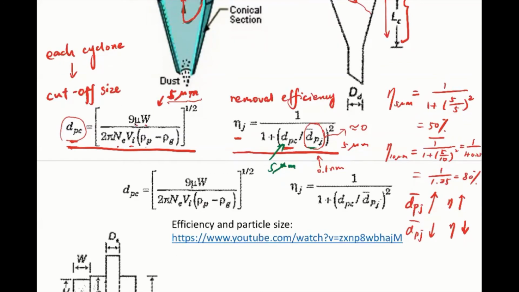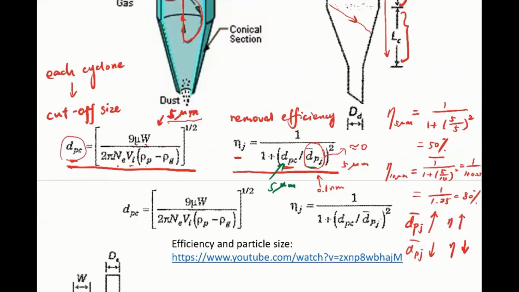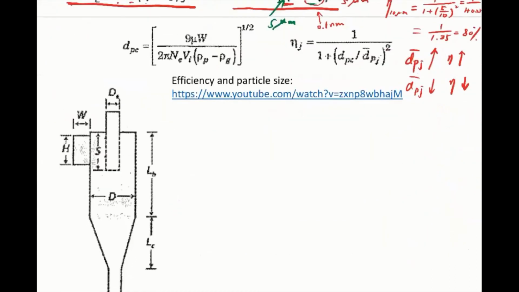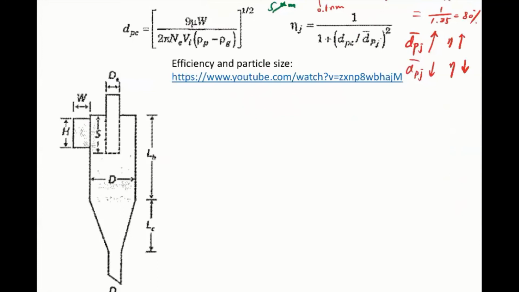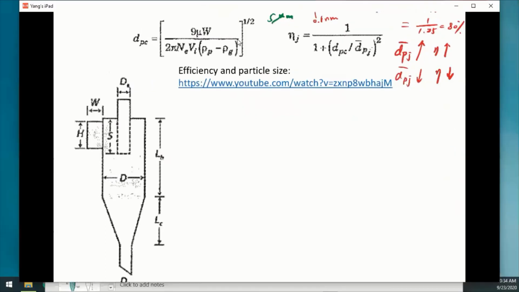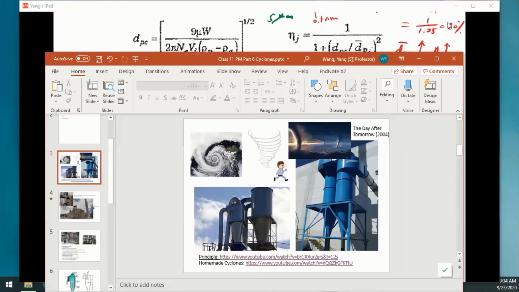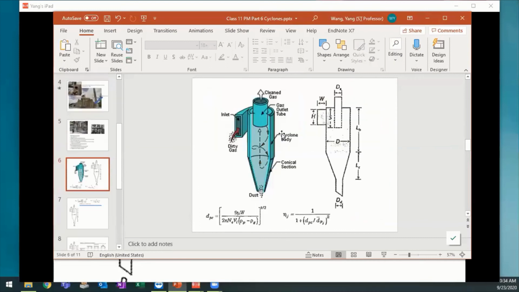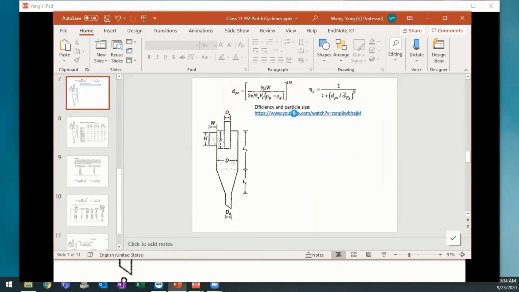So basically, to decide the collection efficiency of a cyclone, we first need to find out what the cutoff size is. And then with that cutoff size, we can calculate the efficiency for a specific particle size, right? So here I have another video trying to show you that particles with different sizes are going to have different collection efficiencies. And this is a CFD simulation result.